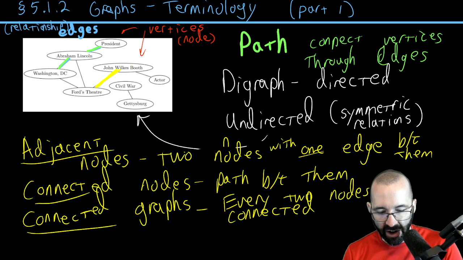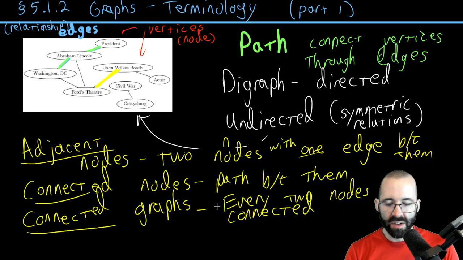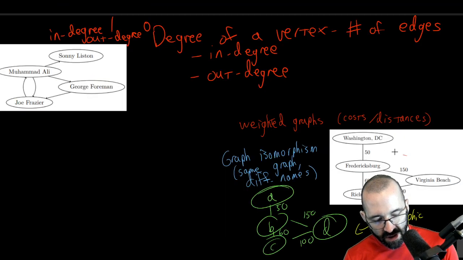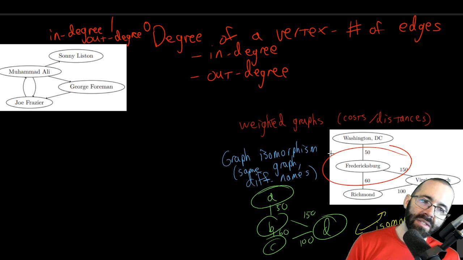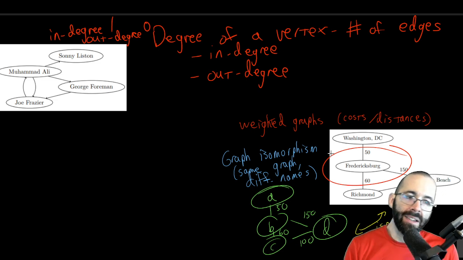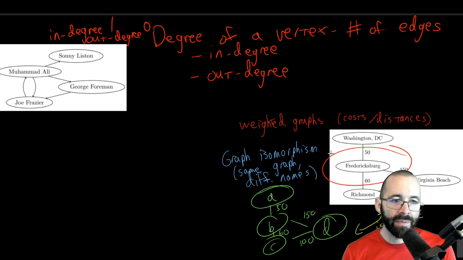Okay, I think that's our only digraph in these examples. We have some more digraphs later. But again, we could look at Fredericksburg over here. What's the degree of Fredericksburg? It's 3, right? There are 3 edges connecting Fredericksburg. In degrees and out degrees don't really make sense here because it's not a digraph. This is an undirected graph.